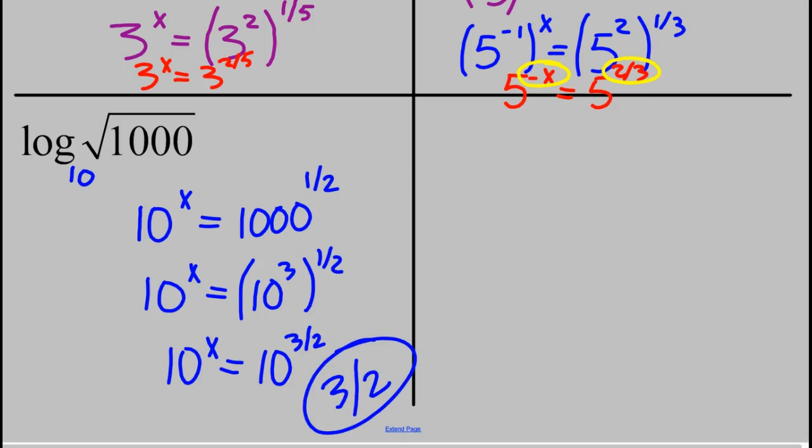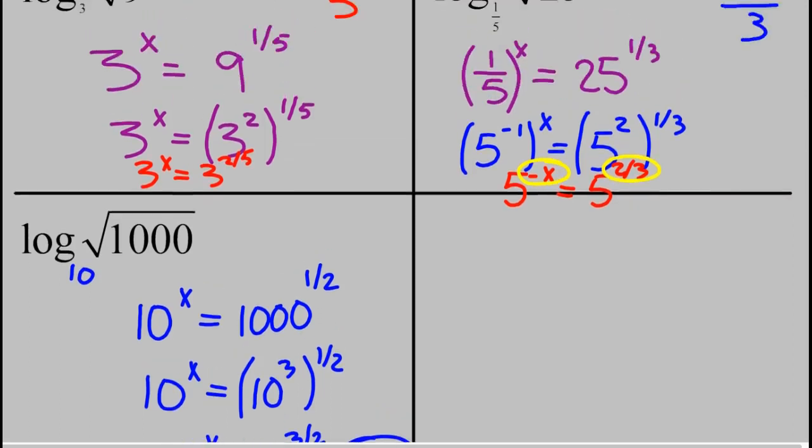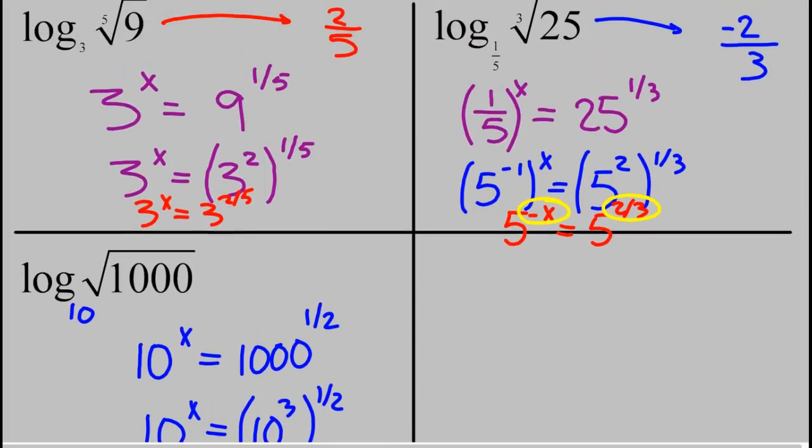Kaylee? Oh, yeah, so you made the 25 1/5? Sure, that's fine. So you just made that a negative 1/3? Yep. That works too. All right, question? Not yet.